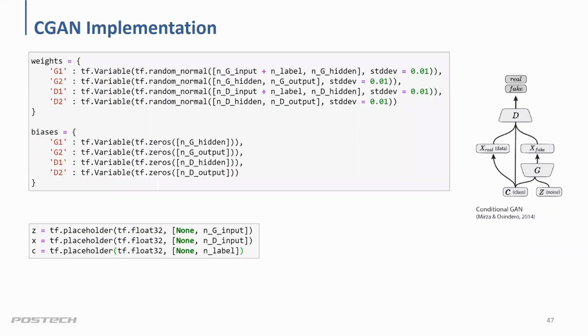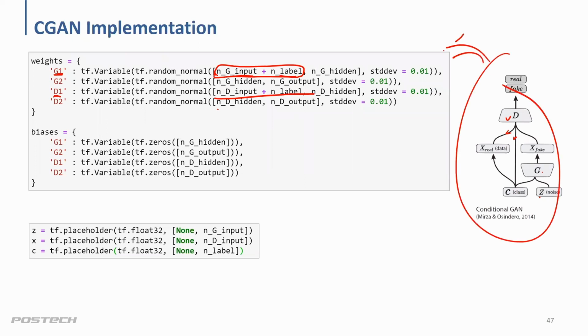Now let me see. For the generator we now need inputs and the labels, so we need to add these two. For the discriminator, again we need these two, so it will be input and labels as well. Once we have this kind of structure, I think it's super easy, just straightforward.